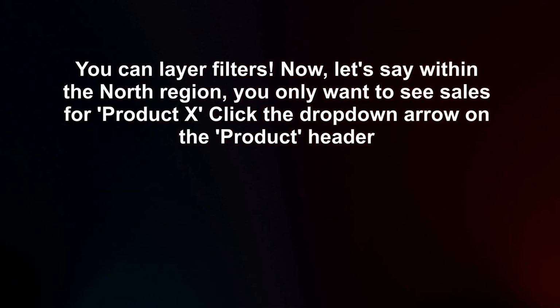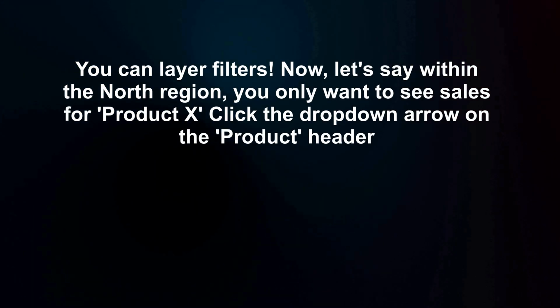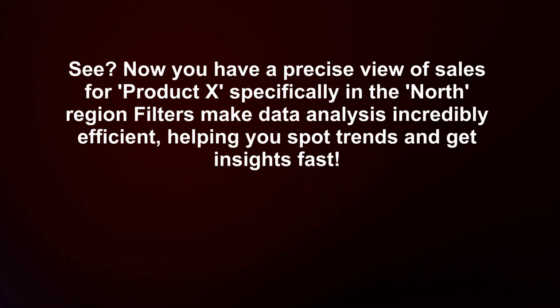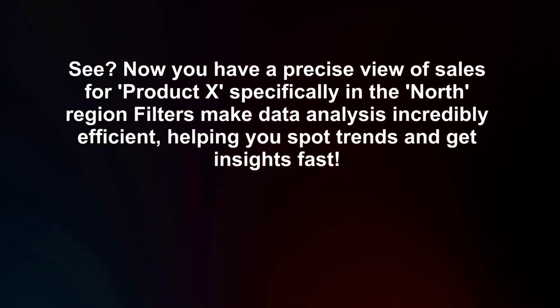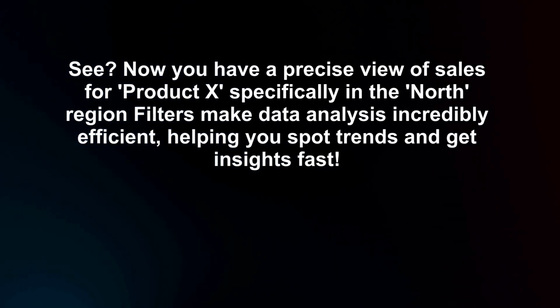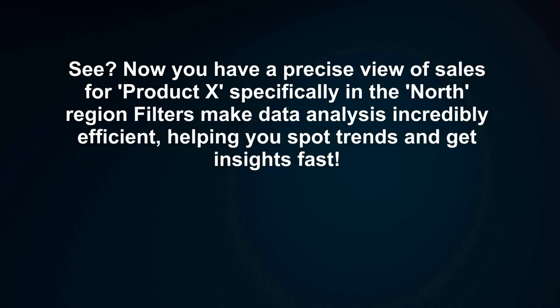You can layer filters. Now, let's say within the North region, you only want to see sales for product X. Click the drop-down arrow on the product header. Again, uncheck Select All and then select only product X. Click OK. See? Now you have a precise view of sales for product X. Specifically in the North region, filters make data analysis incredibly efficient, helping you spot trends and get insights fast.